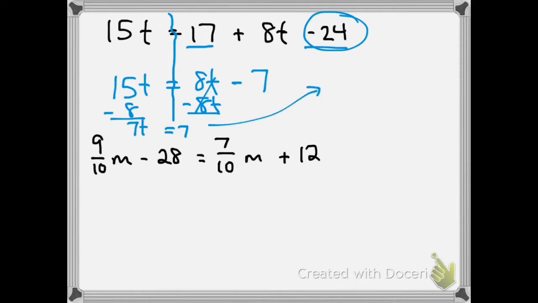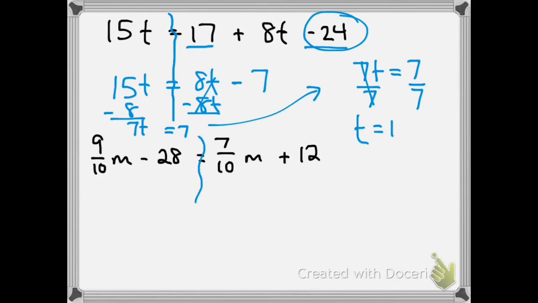I'll just rewrite it over here. 7t equals negative 7. And as I said before in other videos, you most likely will divide or multiply to solve at the very end, which in this case we're going to divide. So t will equal negative 1. And you could always go back and replace that to see that it works.